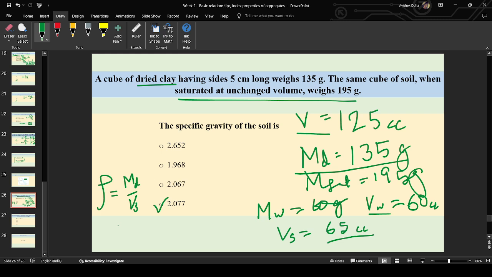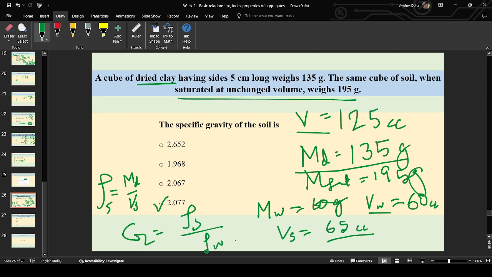Because see, density, specific gravity is what? Specific gravity G is equal to, what is the formula? Rho s by rho w, right? Rho w is 1. So if we find out rho s, we can get the specific gravity.